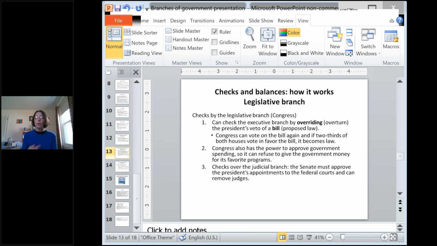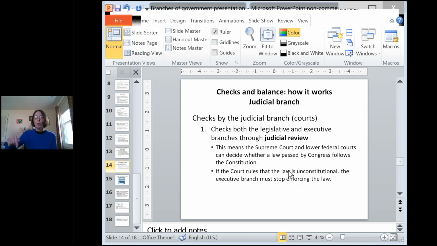It also has checks over the judicial branch, because the Senate has to approve the president's appointments to the courts. They have to approve the judges, only the Senate, not the House. And they can remove judges, which is called impeachment for the judges. That doesn't happen very often, but very occasionally over history it has happened.